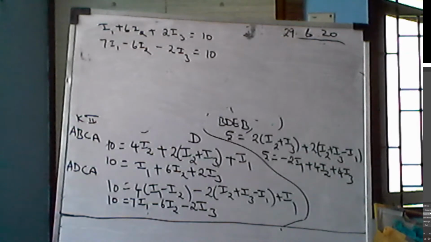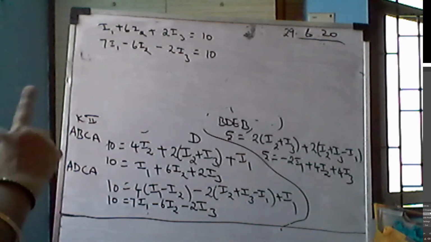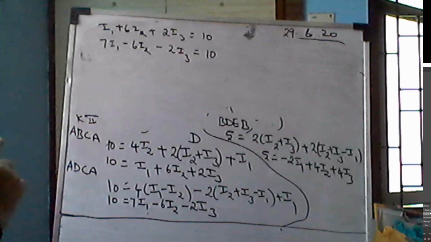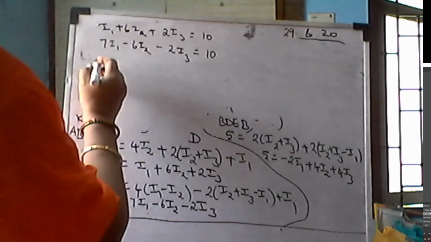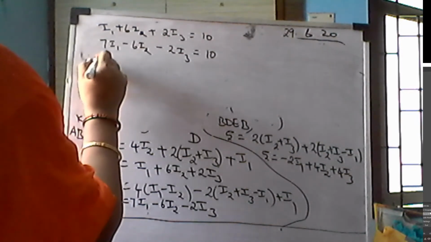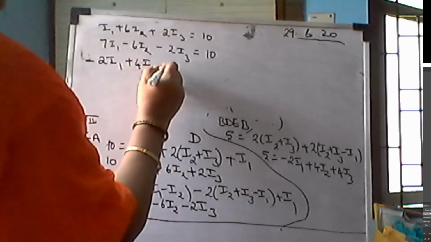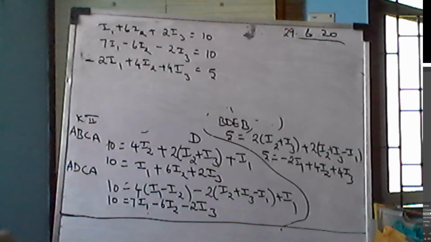So I1 is 15 by 8. Okay, no problem. Then another equation: minus 2I1 plus 4I2 plus 4I3 equal to 5. These are the three equations you are getting.